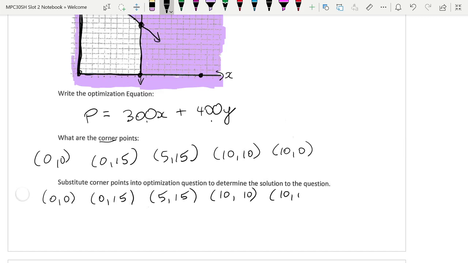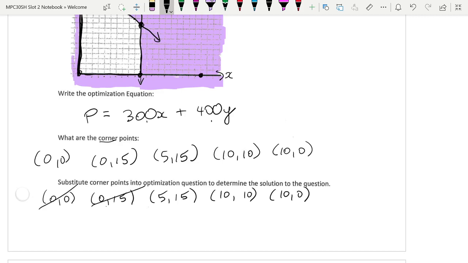Let's eliminate the ones we know we don't have to try. Obviously, 0, 0 is not going to give you much of a profit. And think about it. As long as the x coefficient is positive, which in this case is 300, is there any possible way that 0, 15 could be bigger than 5, 15? No. So don't bother trying it.